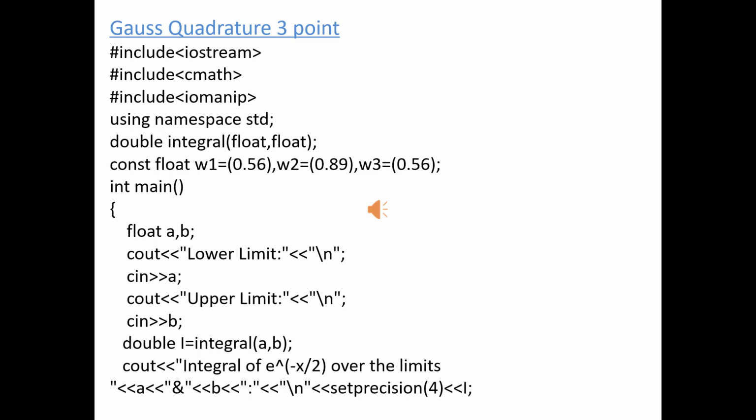In the next step we are going to print out the results. The cout: the integral of e raised to minus x by 2 over the limits a and b, where a and b are the lower limit and upper limit respectively. Then setprecision of 4. This setprecision function is used for rounding the value to desired decimal places. So in this program we are using setprecision of 4. So the value of I is rounded to 4 decimal places. The next step is return 0. It is the end of the program.